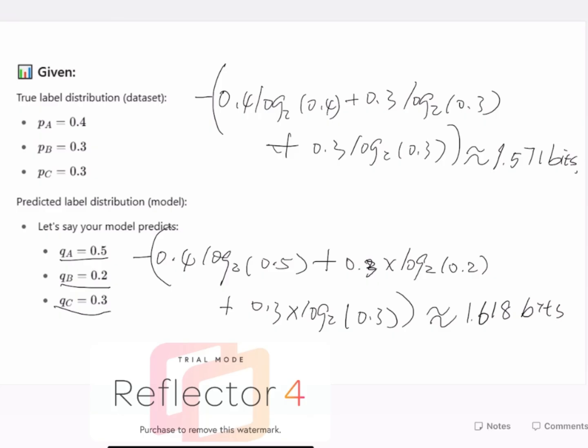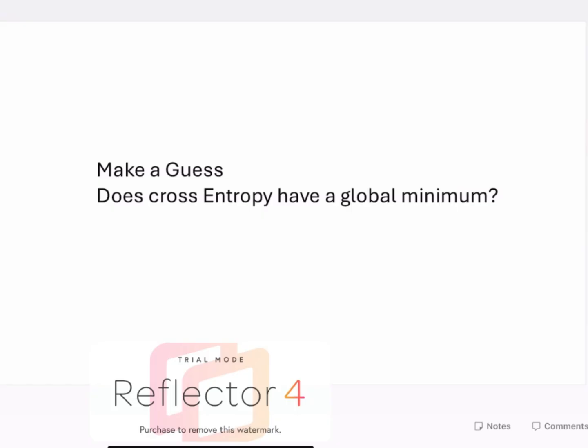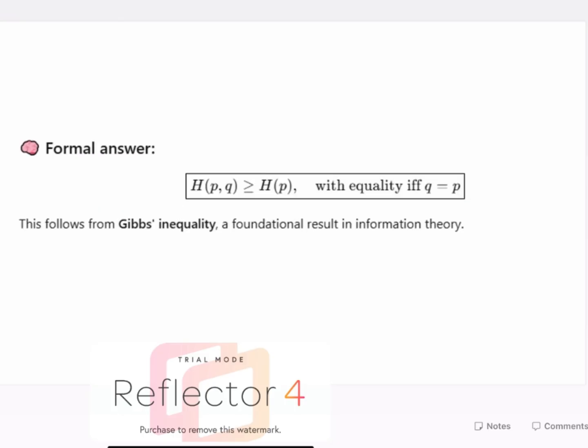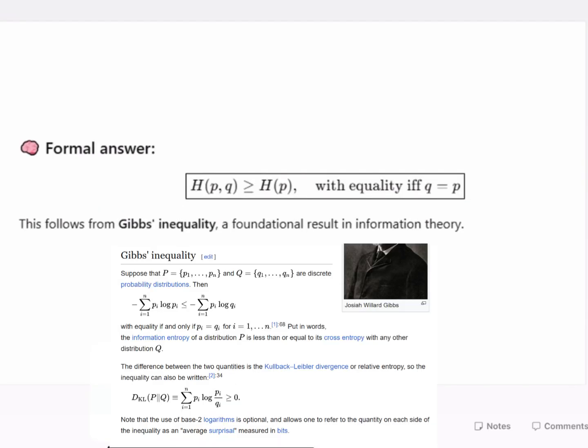We'll see, currently our prediction is not quite the same as the true distribution, and the cross entropy score is also a bit higher than the true entropy. Just make a guess. Does the cross entropy have a global minimum? The answer is yes. It will achieve its global minimum when the guess is exactly the same as the true distribution. And if you are interested, you can refer to Gibbs inequality. I will attach the link of the Wikipedia in the description section. You can have a read.